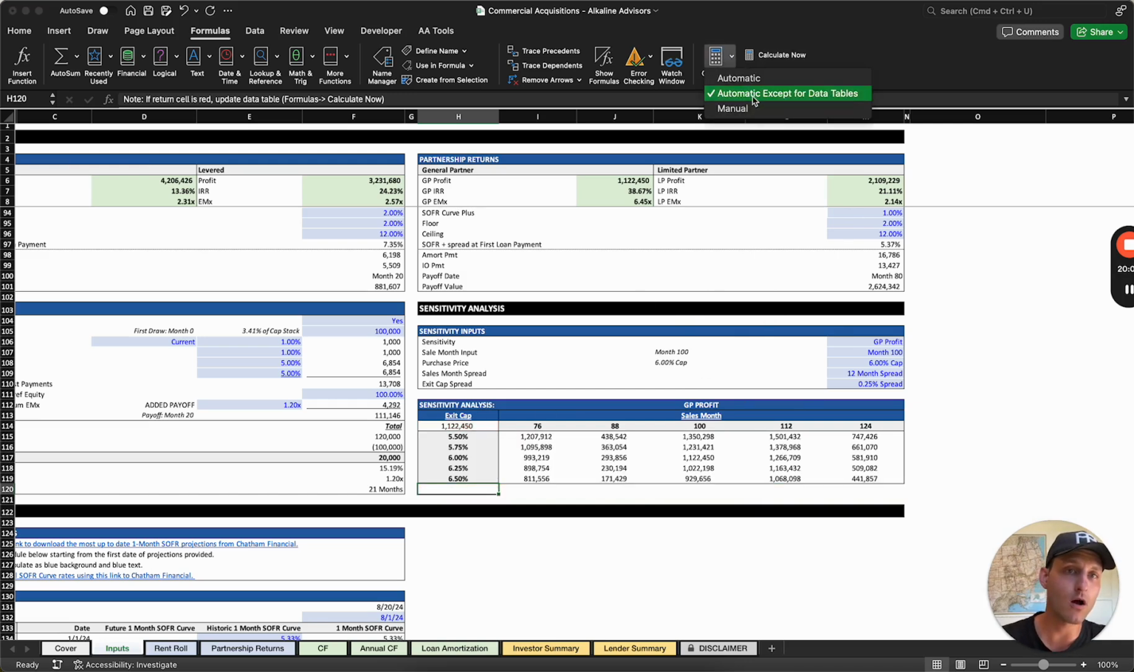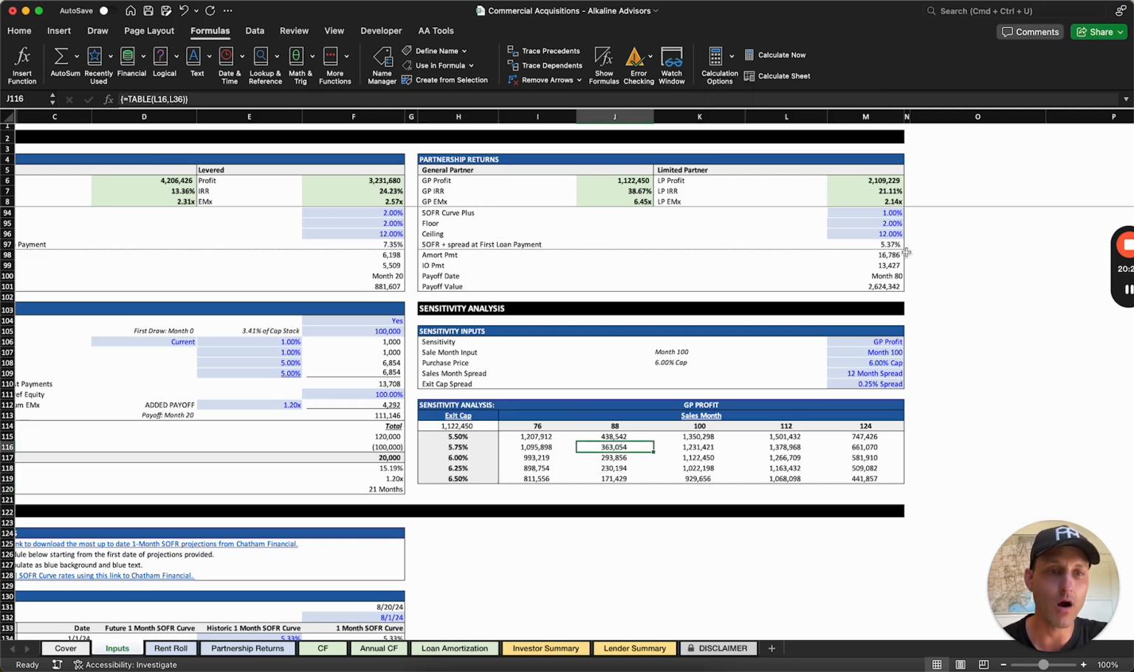We make sure to run all of our models in automatic except for data tables. This is big, big, big. If you run the model in automatic, every time you make an adjustment to one of the blue cells, the input cells, then the sensitivity table will run in the background and that'll slow down the model. So as a result, we keep this automatic except for data tables. And then when we are finished inputting all of our inputs, all we do is click that calculate now button and the sensitivity analysis will update automatically.